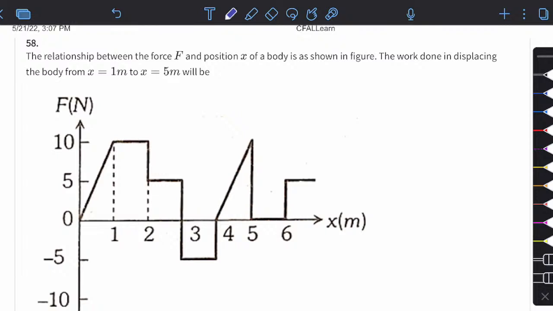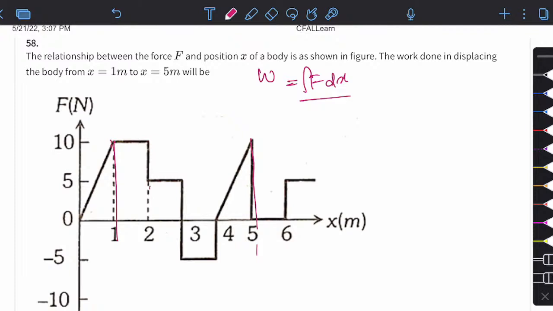So you are given the graph of f versus x. You have to find the work done in displacing the particle from x equal to 1 to 5 meters. So first thing is we mark the range that we care about. We only care about 1 to 5. The interval that we care about is just this much. We can neglect everything else. Next, we realize that the integral of f dx is work done, and the integral is the area under the graph of f versus x. So we just find the area under the graph, and to do that we divide it into pieces.